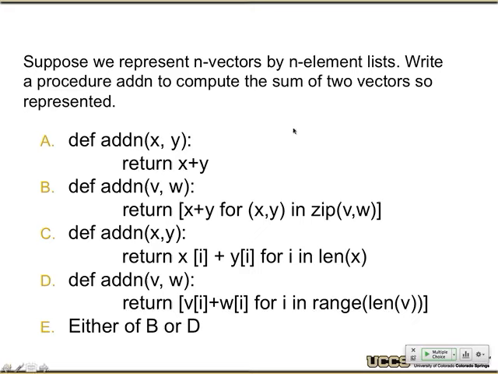12 minutes. Okay. So suppose we represent n-dimensional vectors by n-element lists. Write a procedure add_n to compute the sum of two vectors that are represented that way. Which of these functions, which answer here, gives you a way to add two lists that are n-element vectors? I'm not going to actually make you write code for a second, but imagine in your head. Because you will need to manipulate such lists.